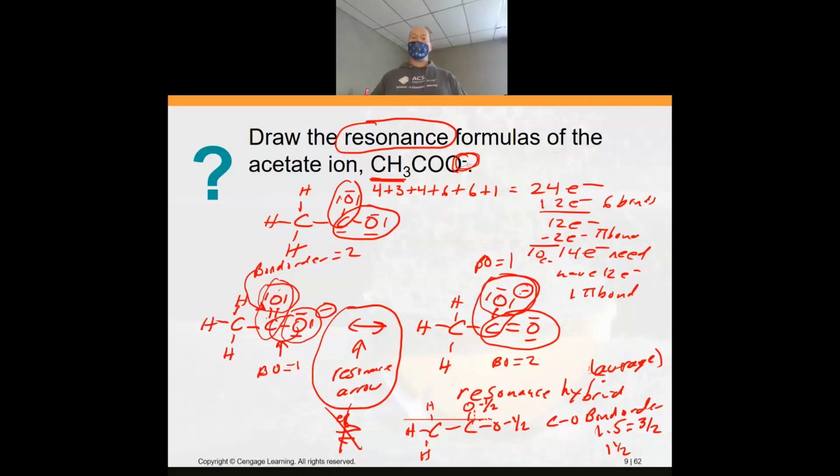All right, so anytime you have resonance forms, you are then going to take a resonance hybrid, which is the average. And you will do your bond orders. So again, bond orders are simple. If you have a carbon-carbon single bond, your bond order is 1. If you have a carbon-carbon double bond, bond order is 2. If you had a carbon-carbon triple bond, your bond order is 3.